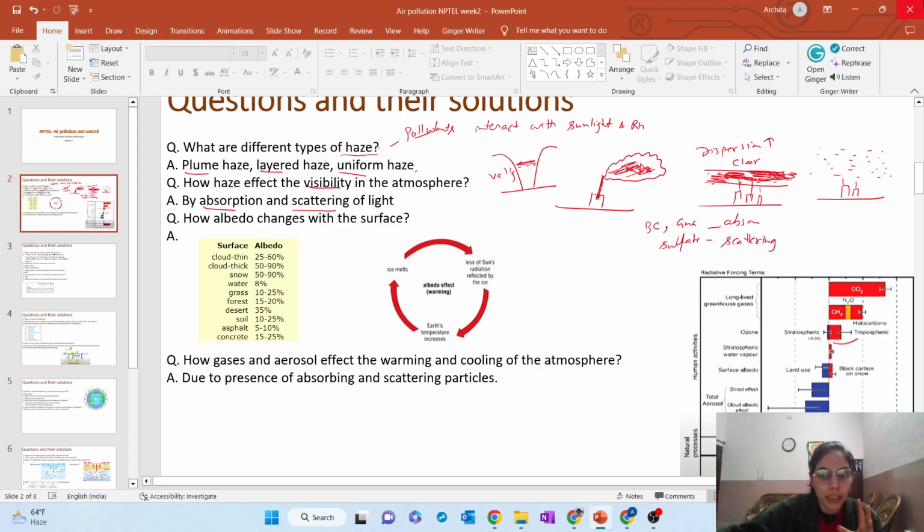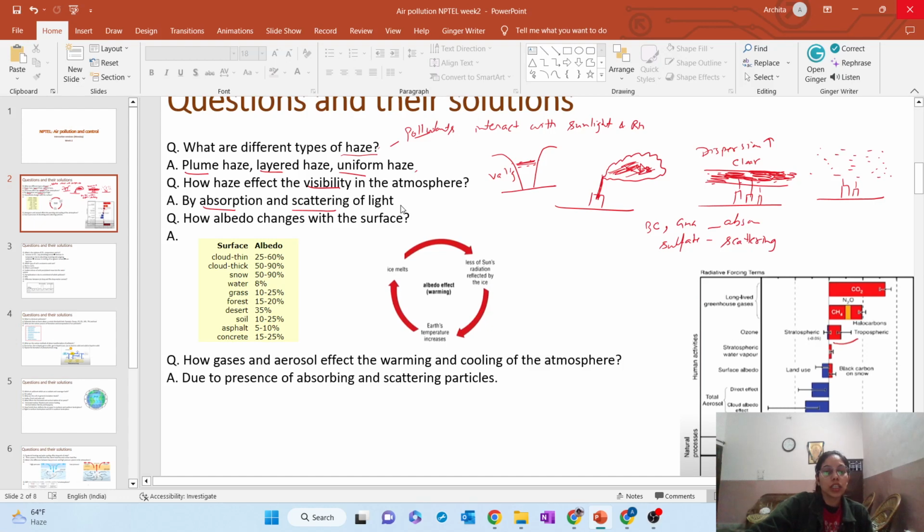Now in this haze, the particles that are coming from these chimneys will not necessarily be of one type. It is not like only black carbon is coming from the chimneys, or only sulfate. They are a mixture of both absorbing as well as scattering particles. Due to this mixture, some particles absorb light and some particles scatter light, and this leads to the reduction in visibility. So these are the two phenomena which affect the visibility.